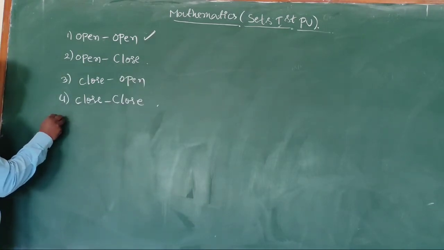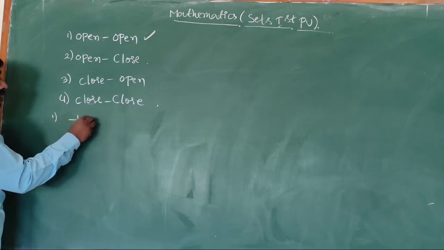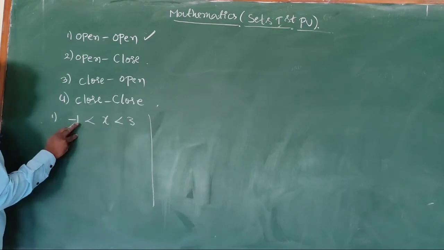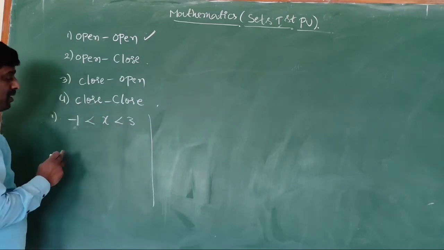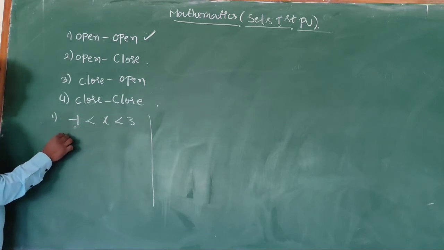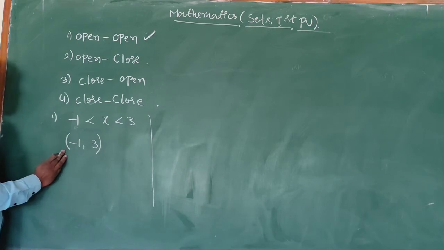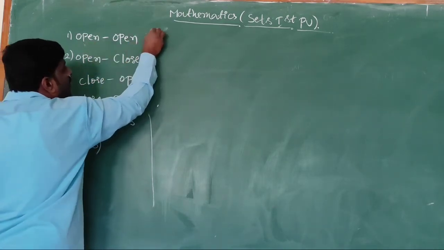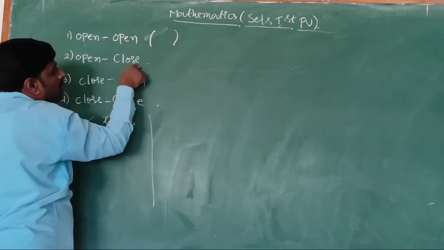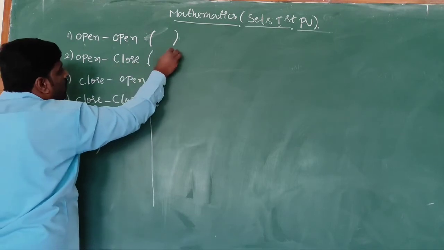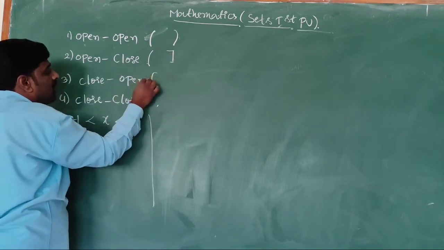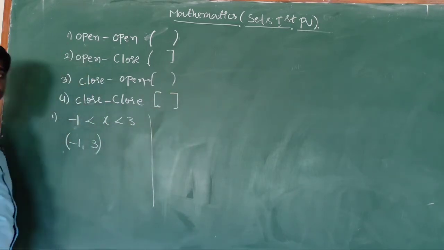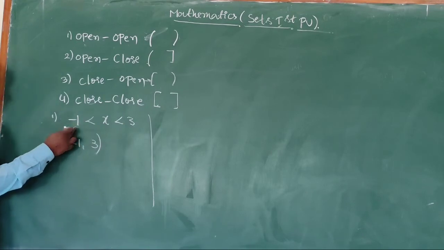So open means, see, I will write here: -1 less than x less than 3. This side is open, this side is open; -1 is open, 3 is open. The interval is (-1, 3), because -1 is open and 3 is open. That's why you should write open, see children, with this bracket. For open, this round bracket. Open, close: open is this bracket, close is the square bracket. Close, open: this is close, this is open. Close, close: this is close, this is close.